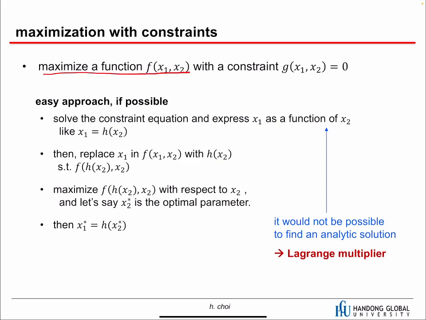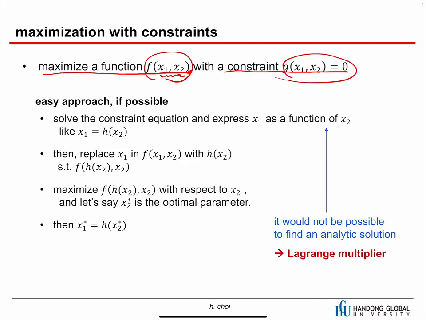We want to maximize the function f of x. In this case, x is a two-dimensional vector, so we have two scalar values, with this constraint. So when we maximize this function, we have to satisfy this constraint. Okay, there's the problem, and there are two different cases.